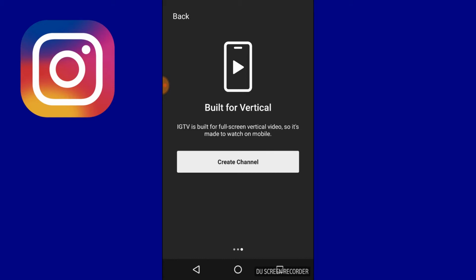It says built for vertical. It's an important issue. IGTV is built for vertical videos because the natural holding of the phone is vertical. Therefore, your videos have to be vertical. You can, of course, broadcast horizontal videos also, but you have to rotate your phone. But yeah, they recommend vertical videos.